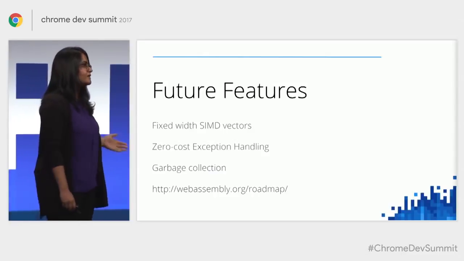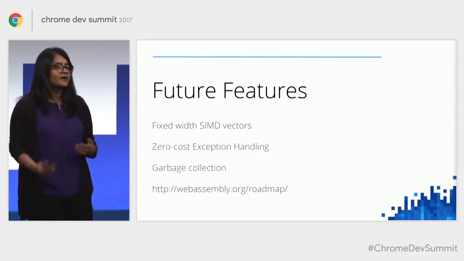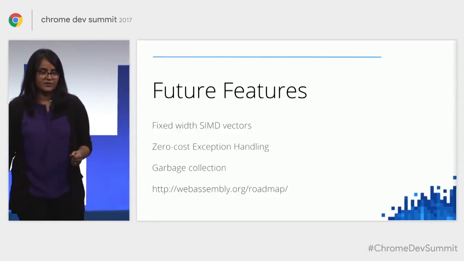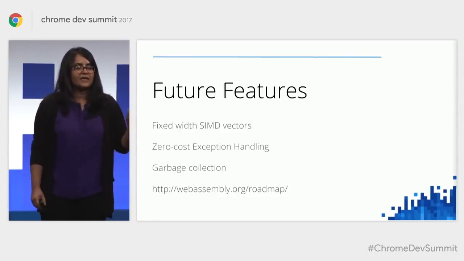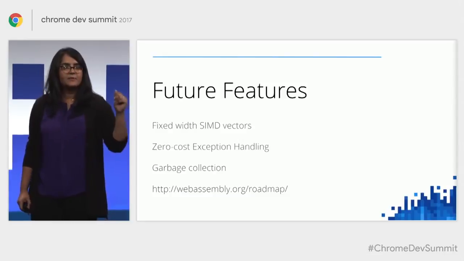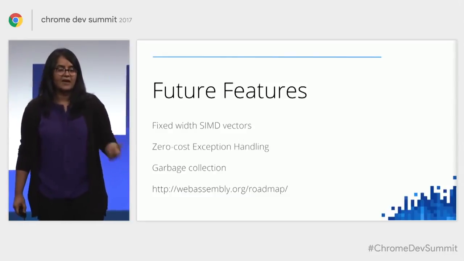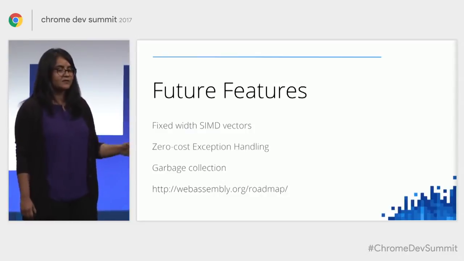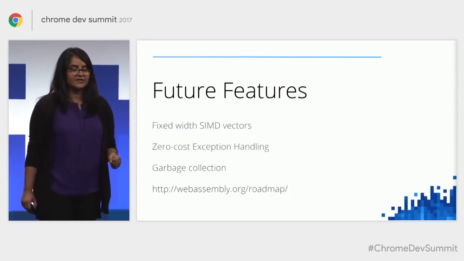So a lot of this presentation, we've been talking about C, C++ libraries, but what about support for other languages? To do that, we need garbage collection. We need to be able to efficiently allocate and manipulate managed objects directly from WASM code. And there's a proposal in progress for adding GC support to WASM.